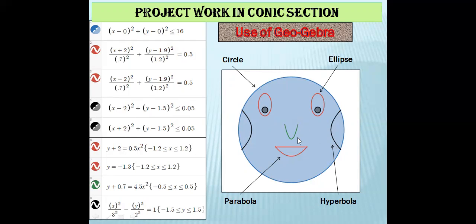So this smiley picture represents the ellipse. This is a circle, this is a circle, this is a circle, this is a parabola, this is a parabola, and such type of figure, such type of project work can give insight knowledge regarding the conic sections.